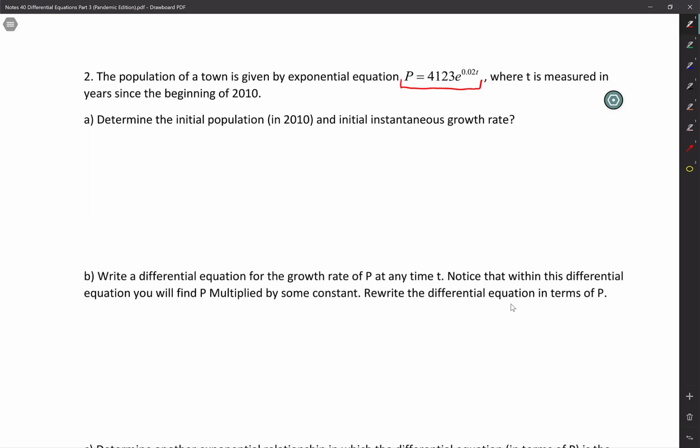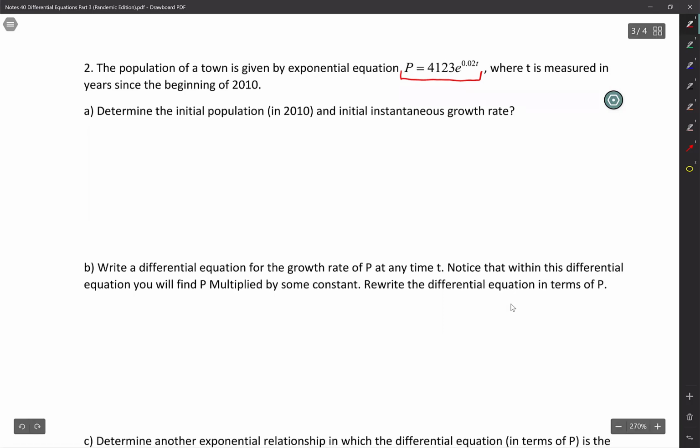The population of a town is given by an exponential equation, P equals 4123 e to the 0.02 t, where t is measured in years since the beginning of 2010. Letter A, determine the initial population in 2010 and the initial instantaneous growth rate.